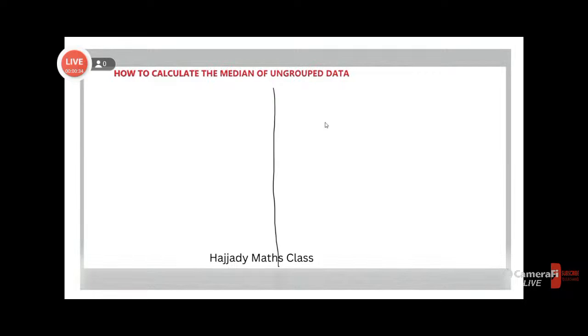Now today we are going to talk about how to calculate the median of ungrouped data. First thing I would like to talk about is that, don't forget, the word median is the same thing as middle value. There is another name for median, which is also known as the middle value. So whenever we are asked to calculate median, what will come straight to your mind is that we want to calculate the middle value.